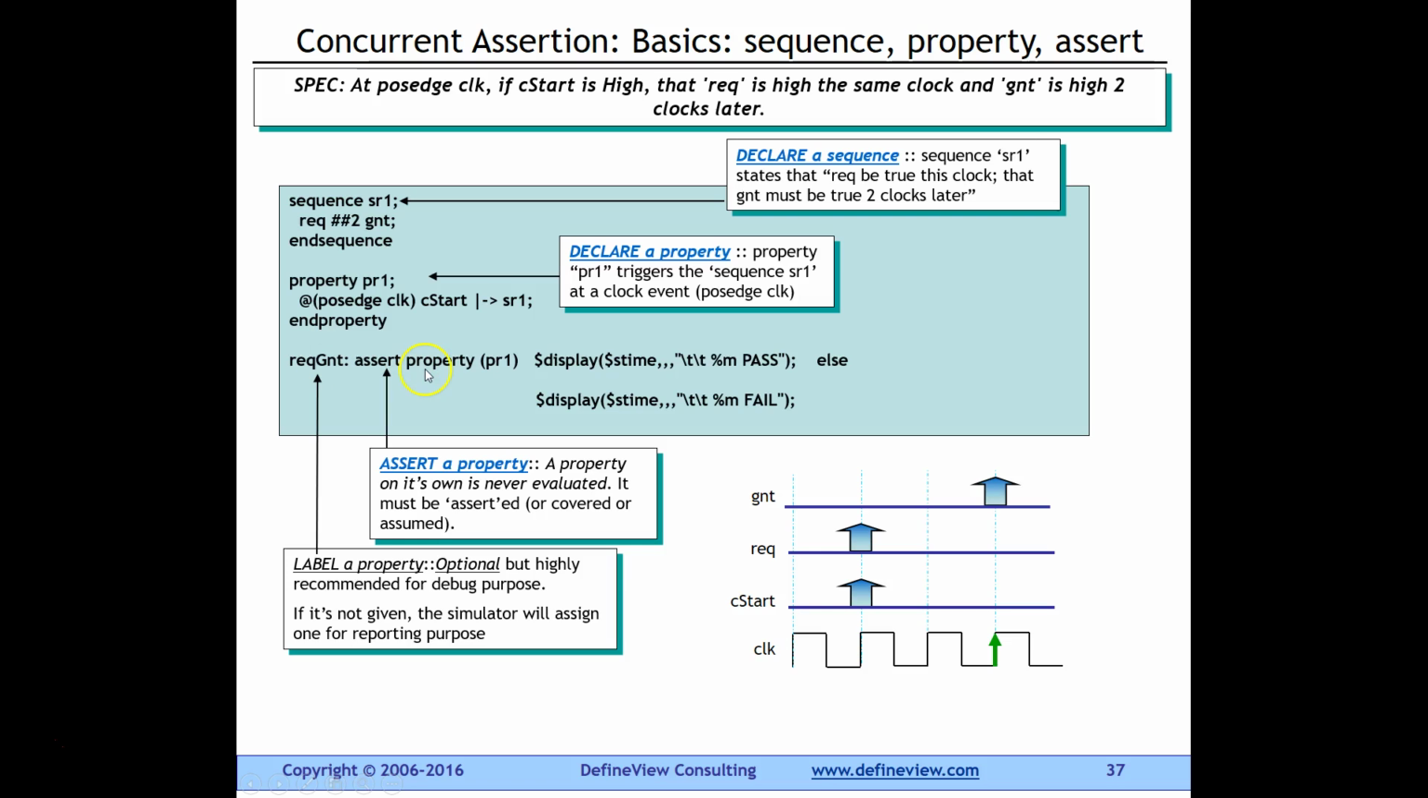So you assert the property, give it the name of PR1 in parentheses, and declare that if the property passes, you will execute this display statement, pretty much like an immediate assertion. Else, you will execute this procedural statement. I'm just going to leave this at this stage. You have a sequence, you have a property, and you assert the property, and you give it a label.